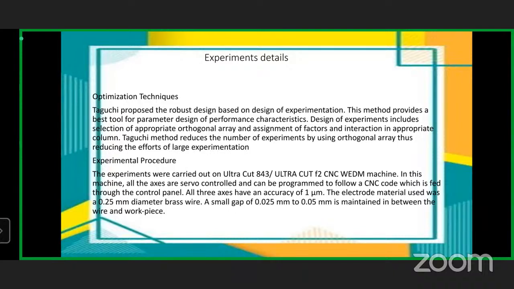Experimental procedure. The experiments were carried out on the UltraCut 843, UltraCut F2 CNC wire EDM machine. In this machine, all the axes are servo controlled and can be programmed to follow a CNC code which is fed through the control panel. All three axes have an accuracy of 1 micrometer, and the electrode material used was a 0.25 mm diameter brass wire. A small gap of 0.025 millimeter to 0.05 millimeter is maintained between the wire and workpiece.